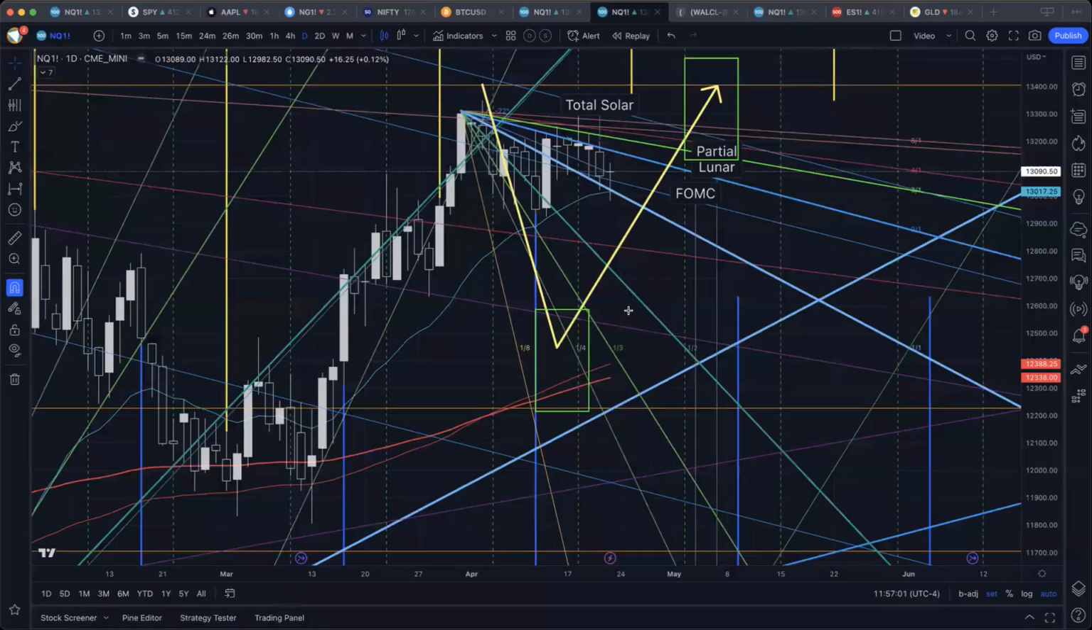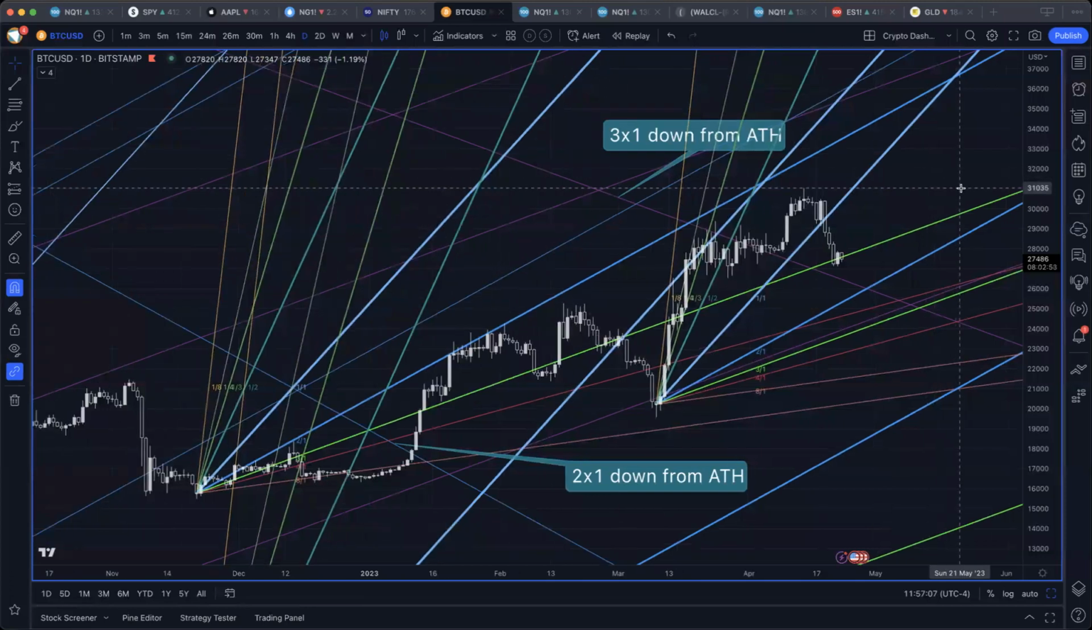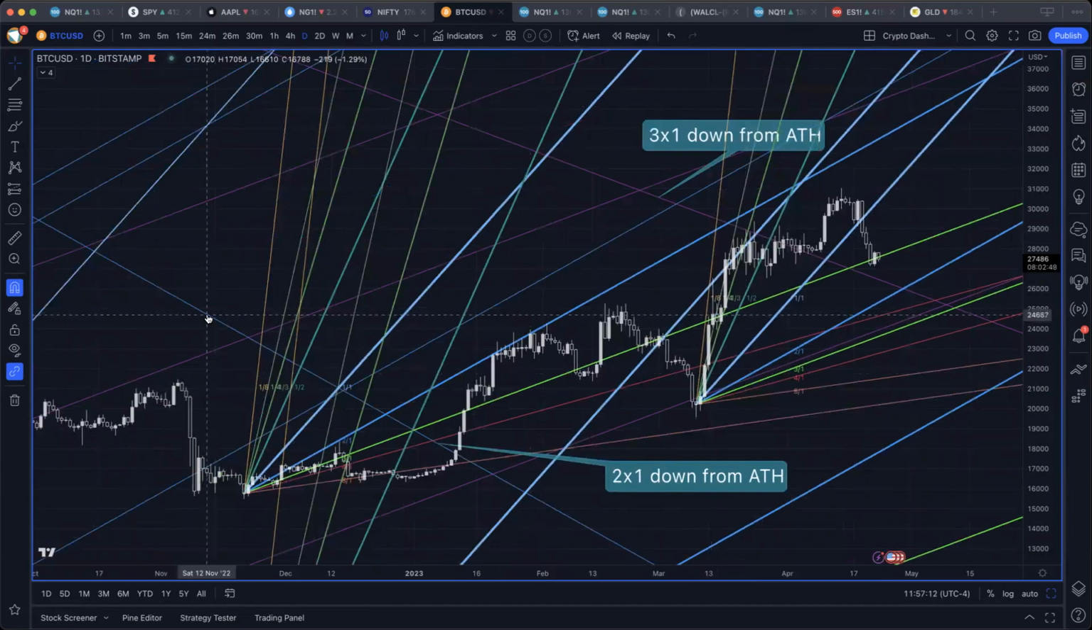So if we go over to TradingView here and take a look at the Bitcoin chart, we can take a look at it with the Gann Fans here. And now, one of the things I like to look at is the 2x1s and 3x1s down from the all-time high. Okay, so this indicates that Bitcoin is in a bullish orientation with respect to the all-time high. It's crossing these major levels that are drawn down from the all-time high.